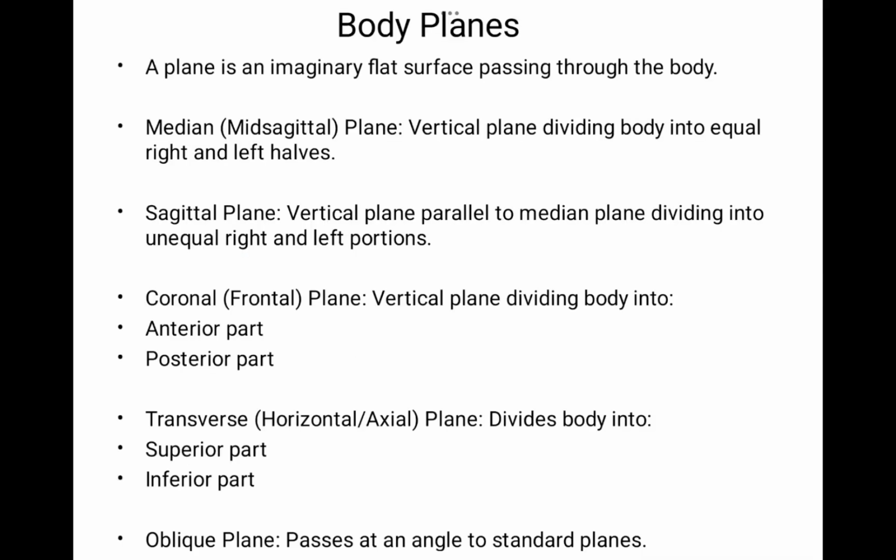So for part 2, we are going to look at body planes. Planes are imaginary flat surfaces that are passing through the body. We have the median or the mid-sagittal plane. It is a vertical plane, don't forget that. It's a vertical plane that divides the body into equal right and left halves.